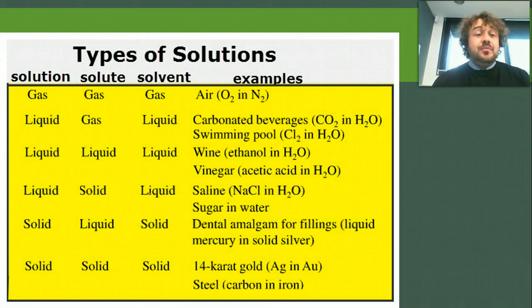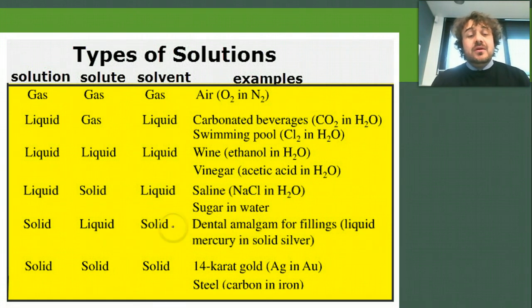Okay, so just a quick look at types of solutions. Basically, here we go. If we look at the examples, we've got air. Air is a gas solution with a gas solute, in this case oxygen, and a gas solvent, and that's nitrogen. Okay, here we've got drinks. Your solution is a liquid. The solute, which is carbon dioxide, is gas. The liquid is water.